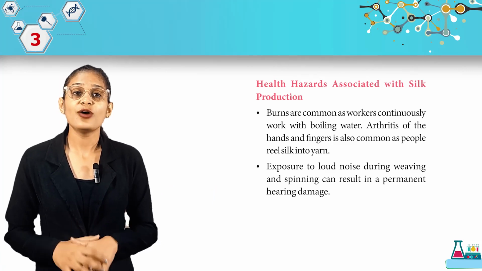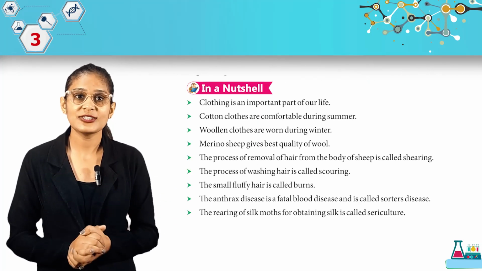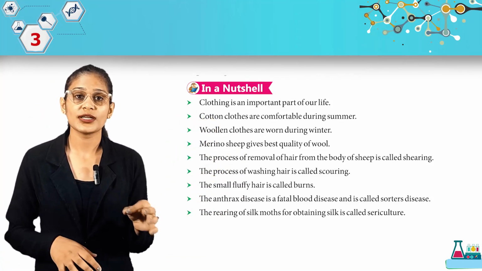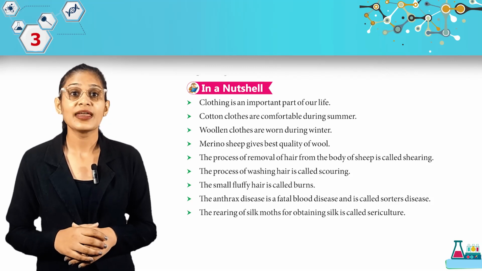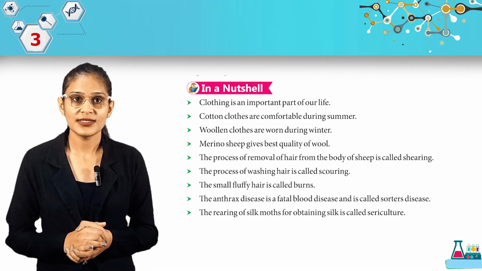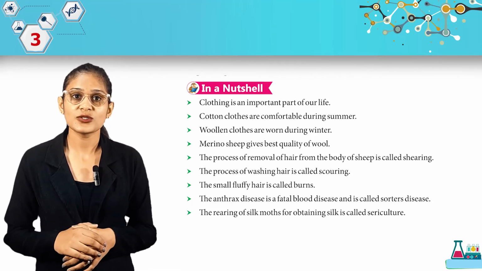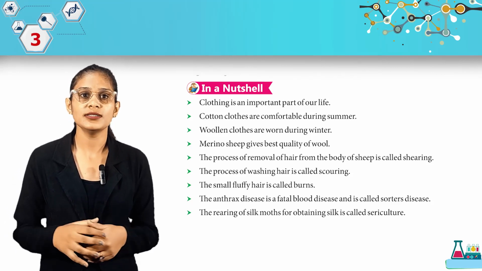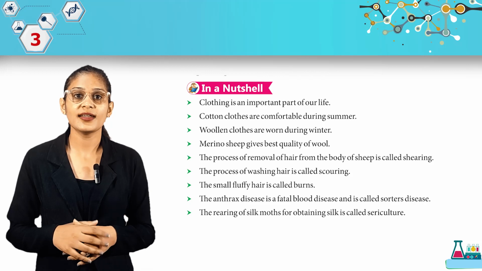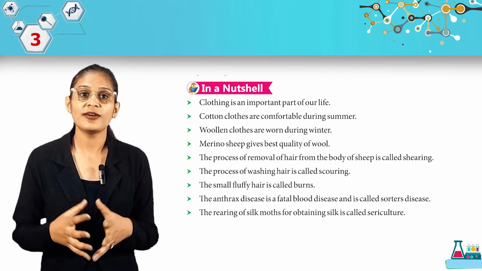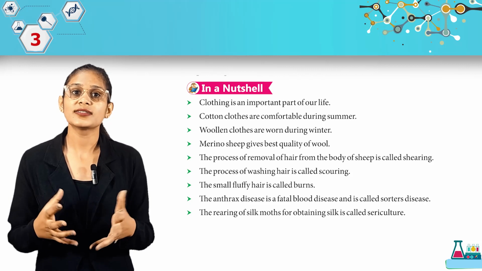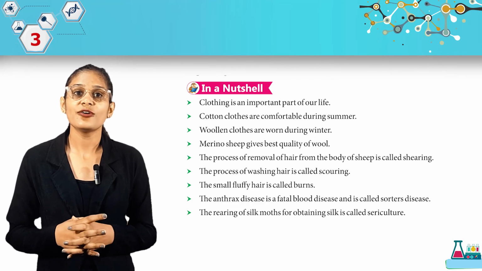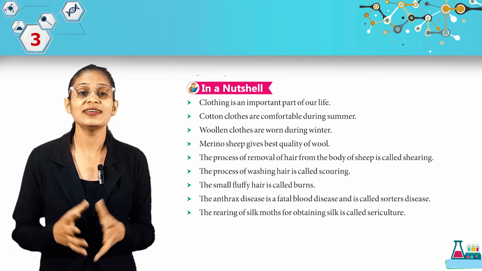Get it students? Now what we learn in this chapter, we will discuss it in a nutshell. Clothing is an important part of our life. Cotton clothes are comfortable during summer. Woolen clothes are worn during winter. Merino sheep gives best quality of wool. The process of removal of hair from the body of sheep is called shearing. The process of washing hair is called scouring. The small fluffy hair is called burrs. The anthrax disease is a fatal blood disease and is called sorter's disease. The rearing of silk moths for obtaining silk is called sericulture.